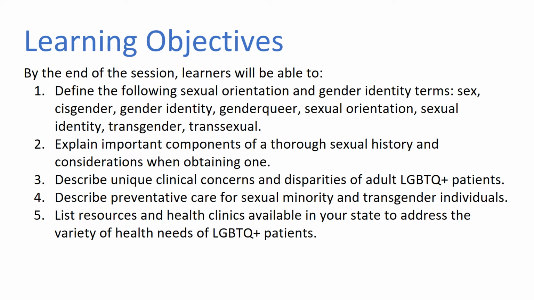Here are our learning objectives for the video. Define the following sexual orientation and gender identity terms: sex, cisgender, gender identity, queer gender, sexual orientation, sexual identity, transgender, and transsexual. Explain important components of a thorough sexual history and considerations when obtaining one. Describe unique clinical concerns and disparities of adult LGBTQ+ patients. Describe preventative care for sexual minority and transgender individuals. And list resources and health clinics available in your state to address the variety of health needs of LGBTQ+ patients.